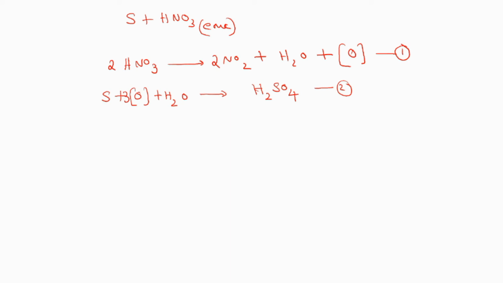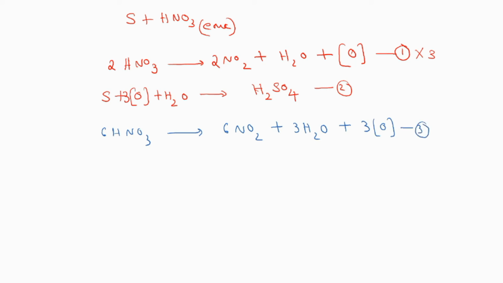This is equation 2. But observe this one. Here it is 3 nascent oxygen and here it is only 1 nascent oxygen. We don't want nascent oxygen in the equation. So the entire equation we are going to multiply by 3 and write. What will be the product of the reaction? 6HNO3 will give you 6NO2 plus 3H2O and you will be getting 3 nascent oxygen. This is equation 3.